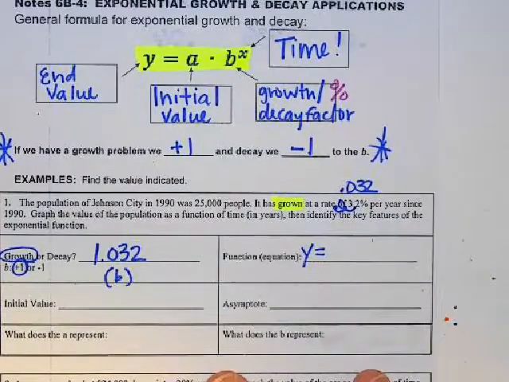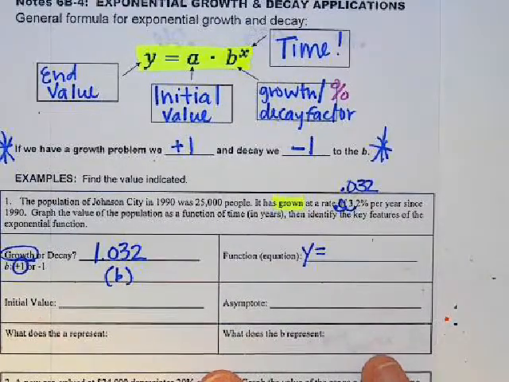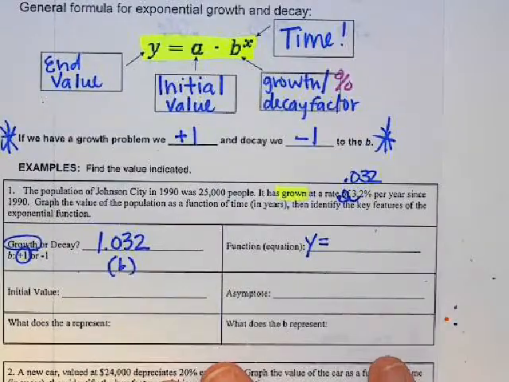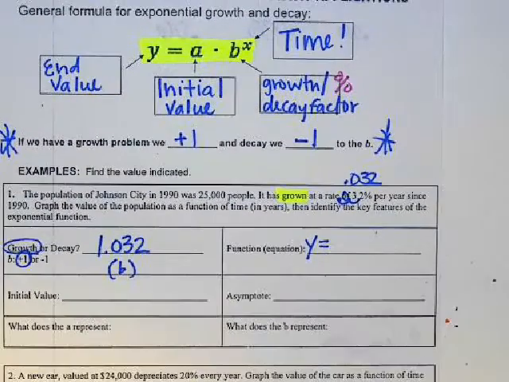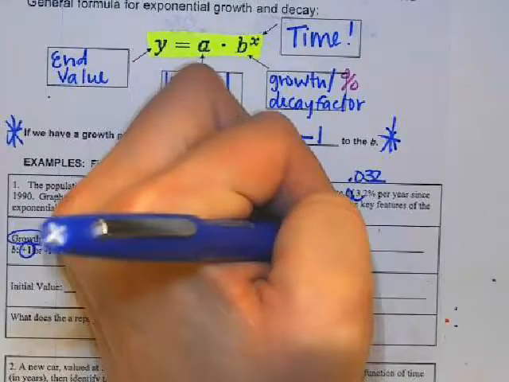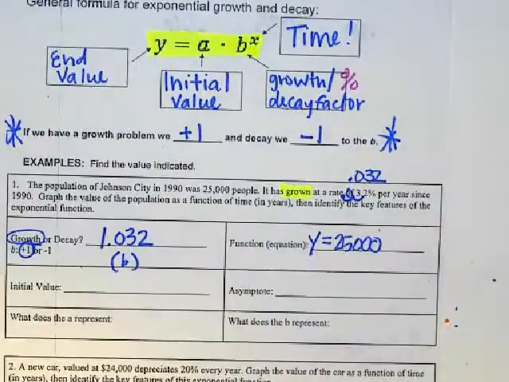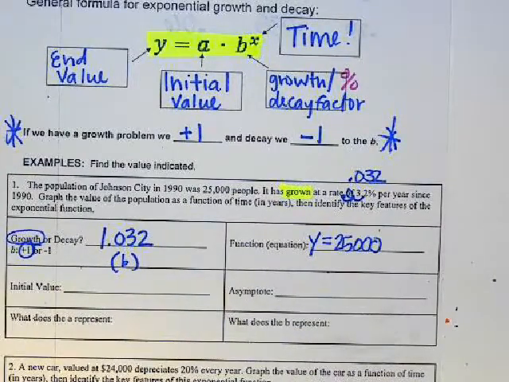So what's my initial value? Well, what are we talking about here? The population of Johnson City, right? Well, what's the initial population? 25,000. Don't put a comma in it, okay? Don't put commas in equations. Okay, so that's my initial value.